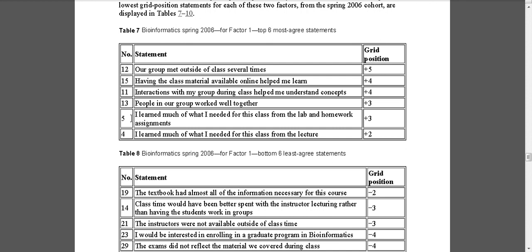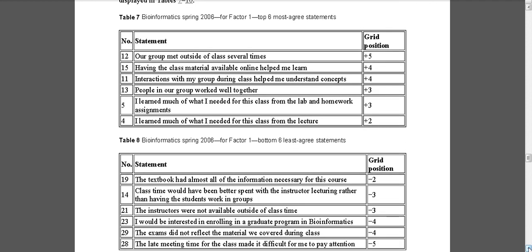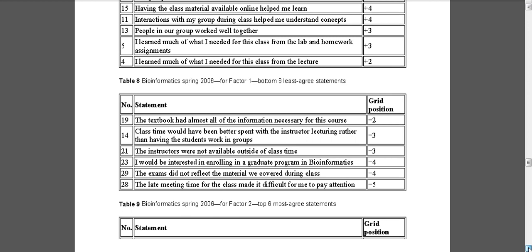So here are the top 6 most agree statements. And then I could scroll down on that same table and find the 6 least agree. I just report grid position instead of z-scores because typically journal reviewers find that easier and I don't have to worry about getting them confused.